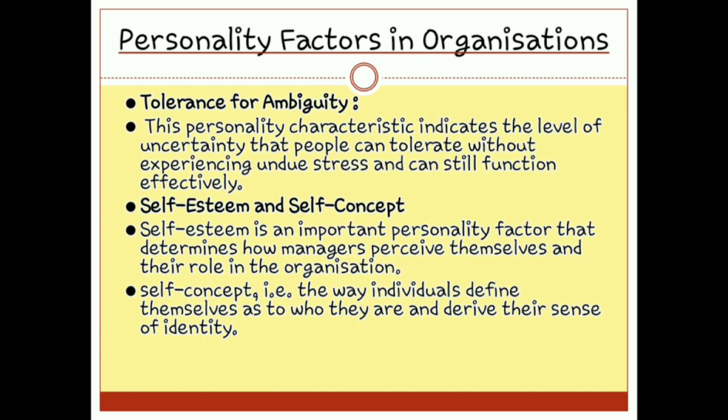Next one is tolerance for ambiguity. So this personality characteristic indicates the level of uncertainty people can tolerate without experiencing undue stress and can still function effectively.